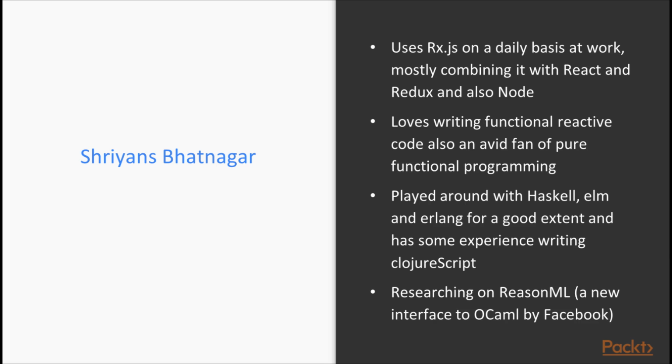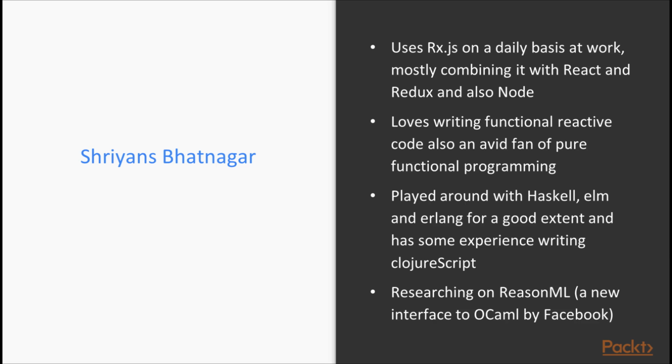Shreyans uses rx.js on a daily basis, at work, mostly combining it with React and Redux. Being a full-stack developer, he often finds himself using Rx on Node too. Playing around with a few reactive libraries, rx.js, most.js, bacon.js, and reactive frameworks like cycle.js, he absolutely loves writing functional reactive code.